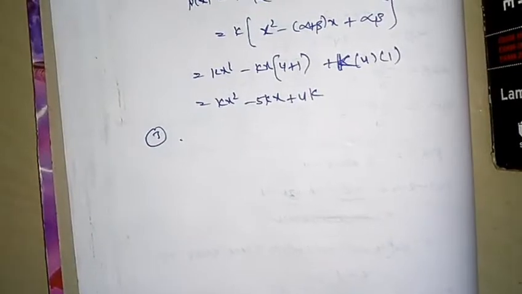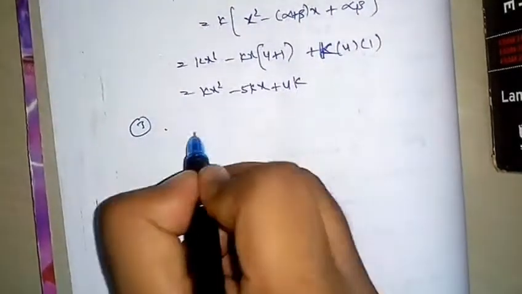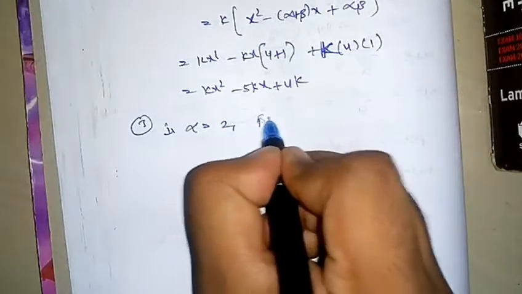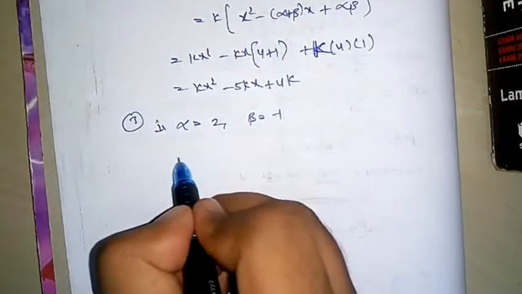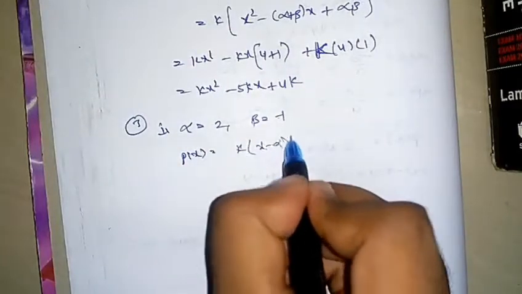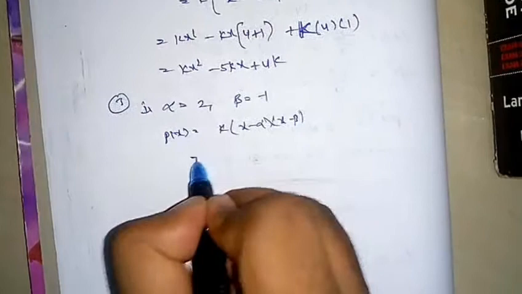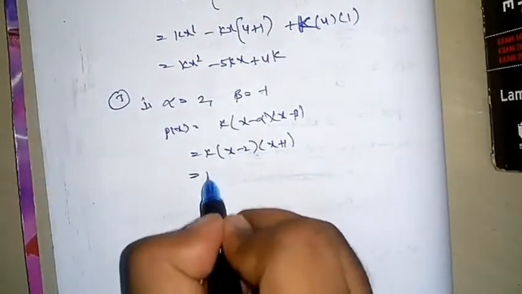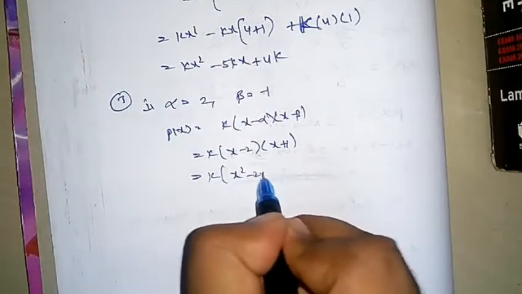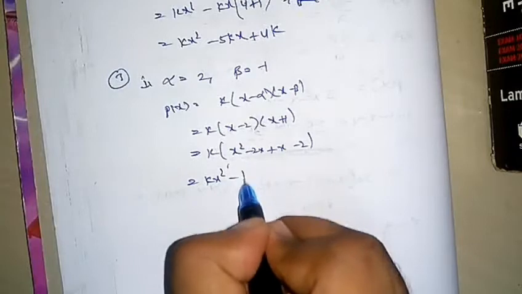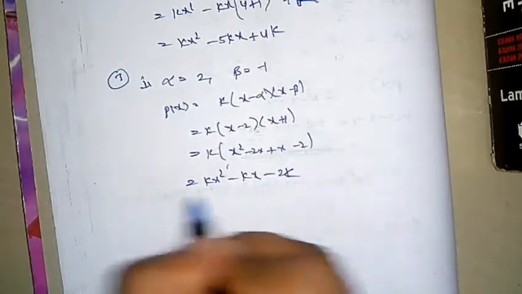Next, third bit. Find the quadratic polynomial for the zeros alpha beta given in each case. So here, first bit, alpha is equal to 2 and beta is equal to minus 1. So polynomial p of x will be equal to k times x minus alpha into x minus beta. So it will be k into x minus 2 into x plus 1. So it will be k times of x square minus 2x plus x minus 2, which is equal to kx square minus kx minus 2k.